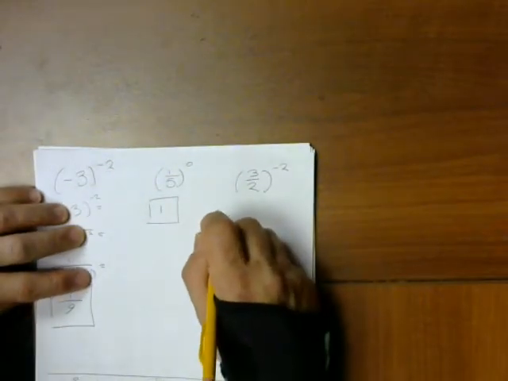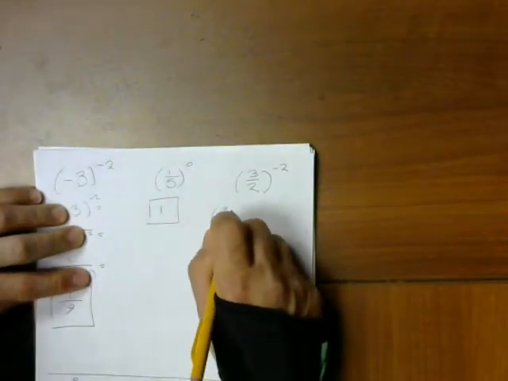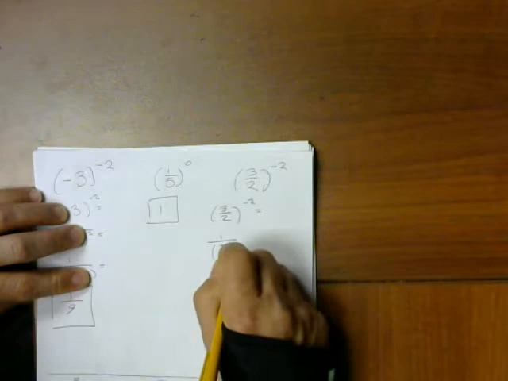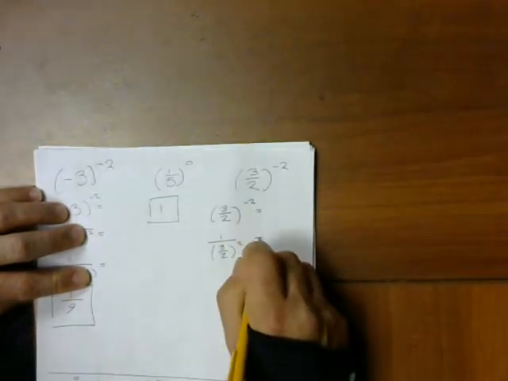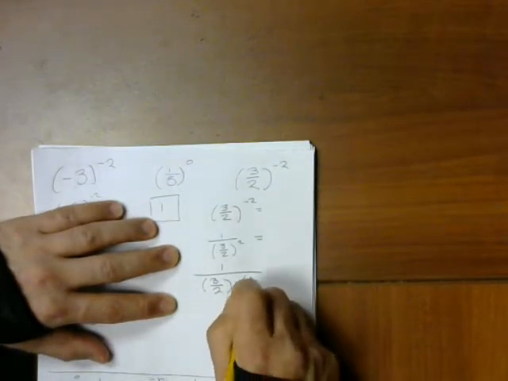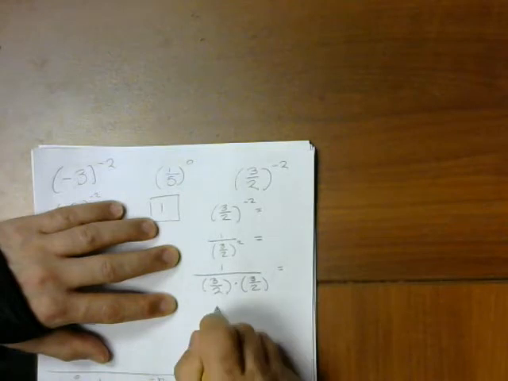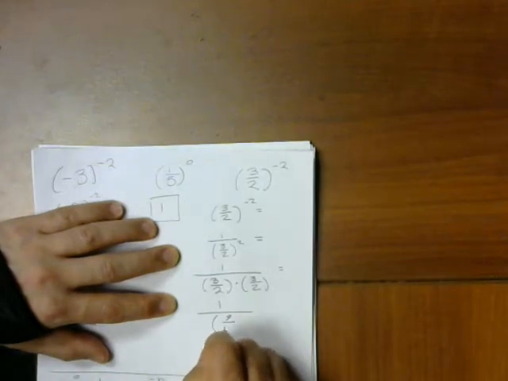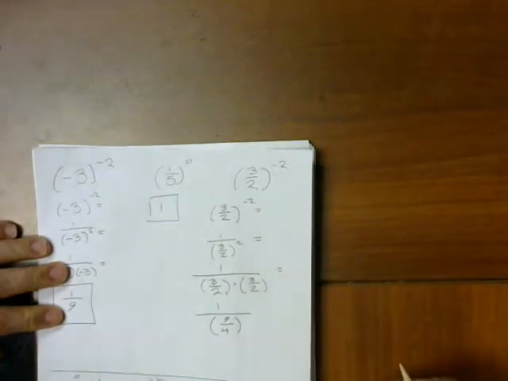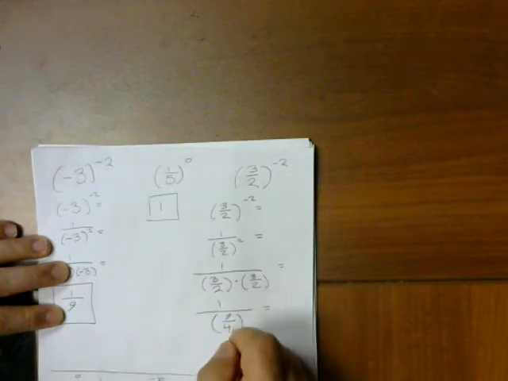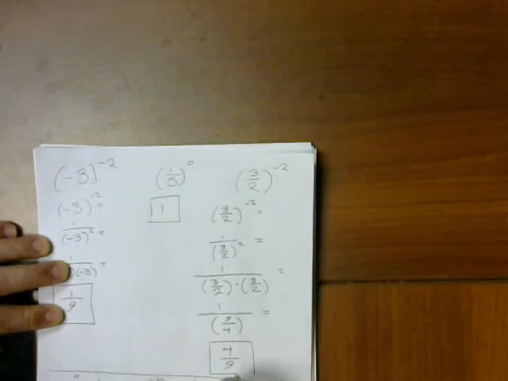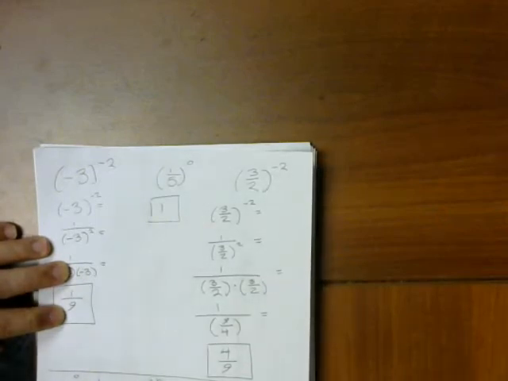I have 3 halves to the negative 2. Well, 3 halves to the negative 2 is going to be equal to 1 over 3 halves to the 2, which is going to be 1 over 3 halves times 3 halves, which is 1 over 9 fourths. Multiply the tops and multiply the bottoms. And then, hey, this is the reciprocal of 9 fourths. That gives us 4 over 9. And that's it.